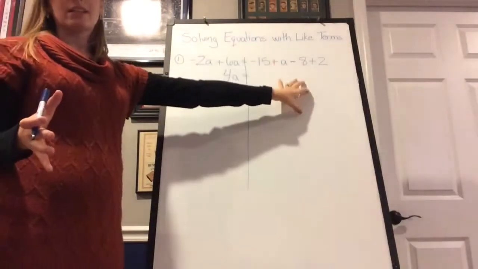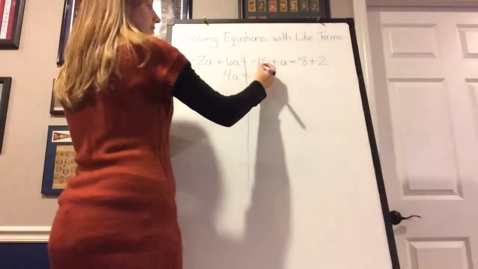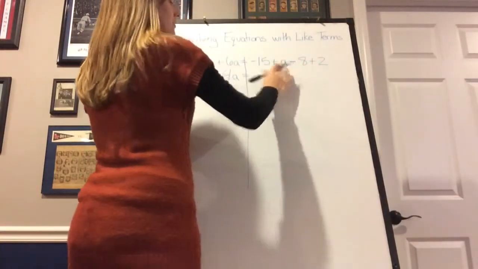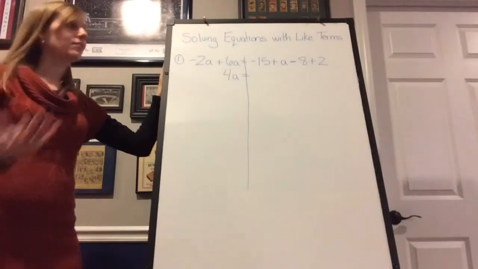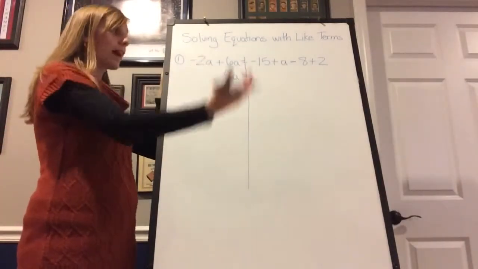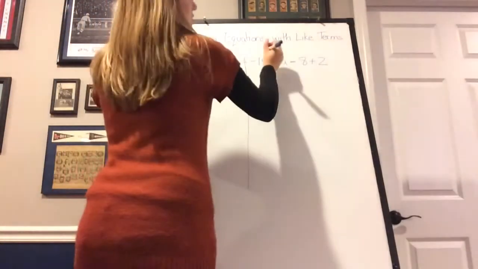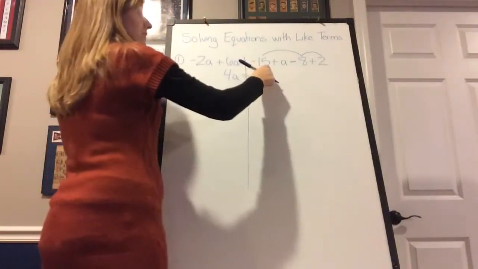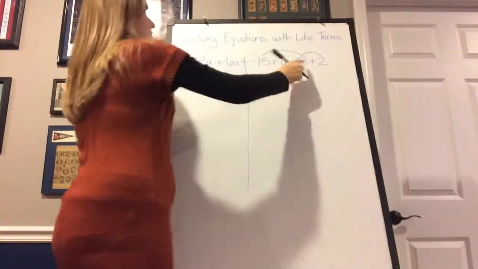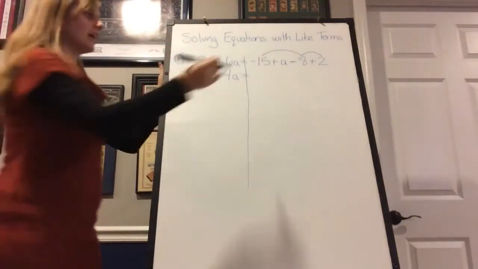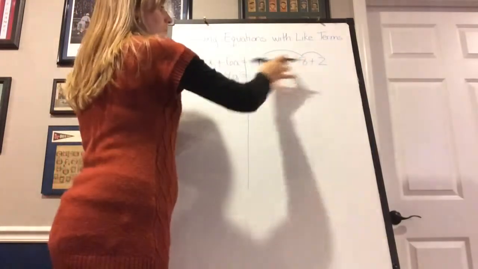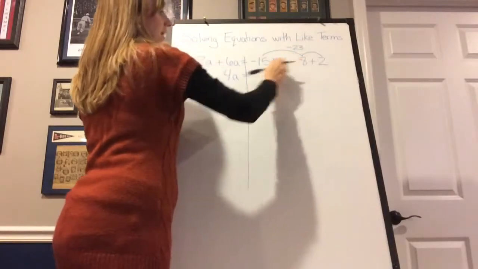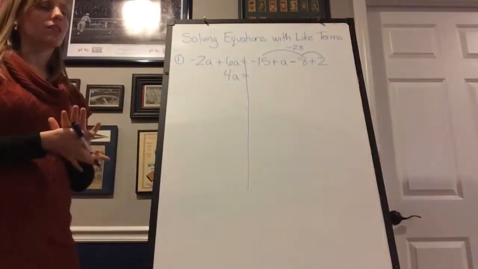Then we go over to the right-hand side, and we'll notice I have a negative 15, a minus 8, and a positive 2. The a is not a like term because it has a letter. The other three do not have letters, so I can combine the other three terms. So I'm going to put these three together. So negative 15 and minus 8. Now, you can think of this as a negative 8. Negative 15 and negative 8. When I put those together, I get a negative 23. The signs are the same, so I add them together.